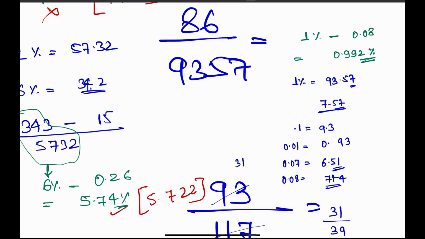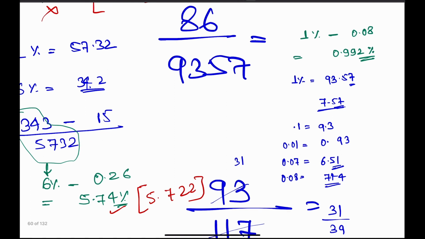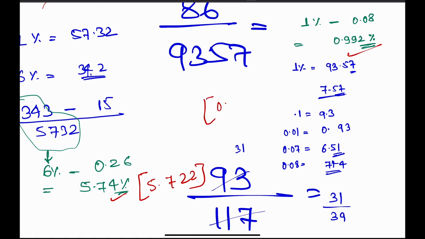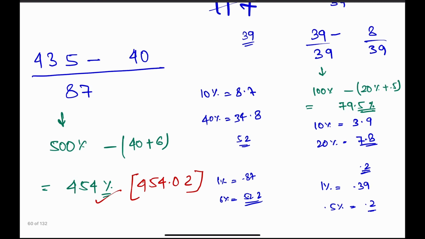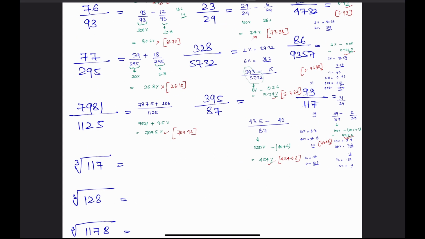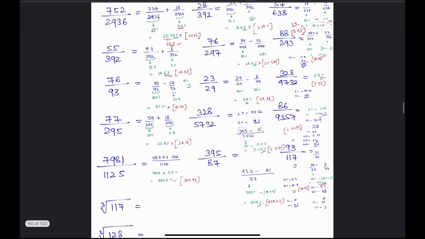86 divided by 9357. So this one is also correct. The real answer is 0.9190. So yeah, but it's still this 99, so it could have been much better. Last being 93 by 117. Which answer? 79.5. Yeah, it will work because the real answer is 79.48. Yeah, mistakes are there. I need to work on this one.